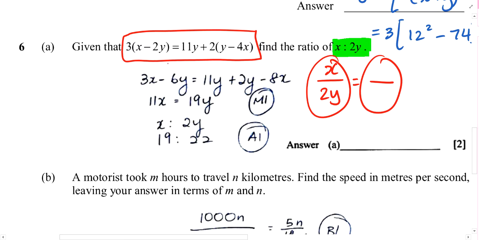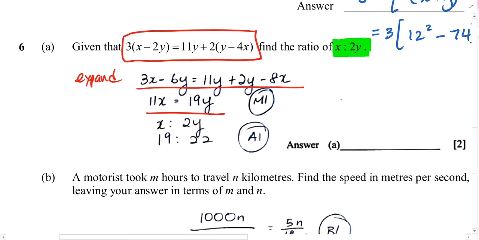All we need to do is to expand. Expand, and you get this. Group all the x together, all the y together. So we have 11x equals 19y. Now, based on this answer, 11x equals 19y, can you tell me what is the ratio of x to y? x to y. What is this equal to? What is x to y? 11 to 19.